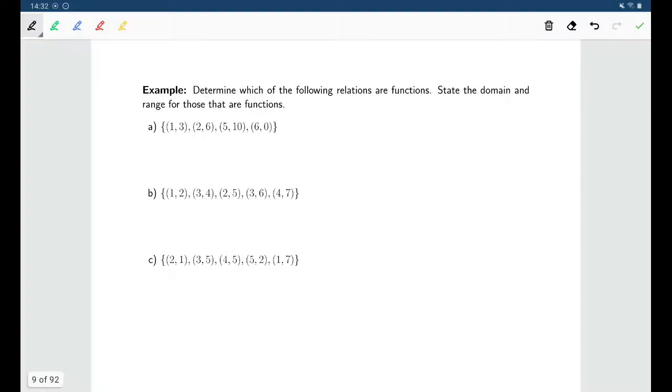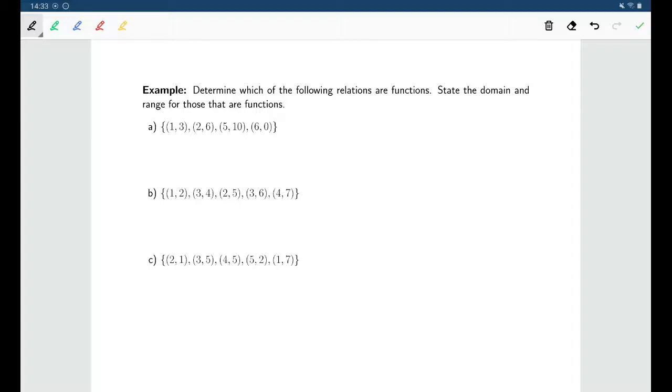So let's take a look here. We've got some sets that are listed here, sets of points. And the question that we want to know is which of these are relations that are also functions. All of these are relations because a relation is just any collection of pairs. If we happen to have that every input, every first coordinate matches up with exactly one second coordinate, in other words, if every input has exactly one output, then we've got ourselves a relation that's also a function.